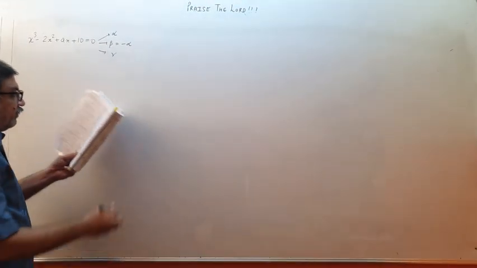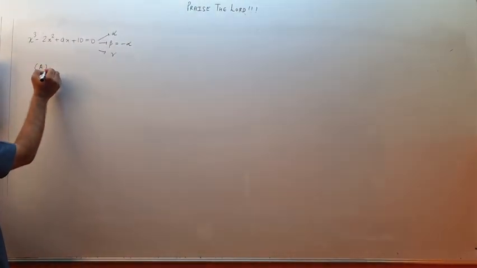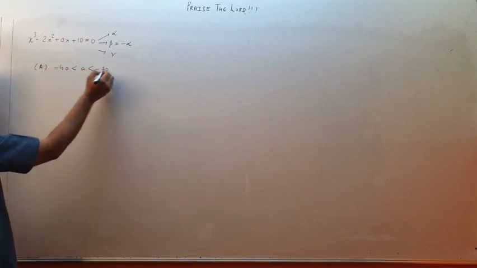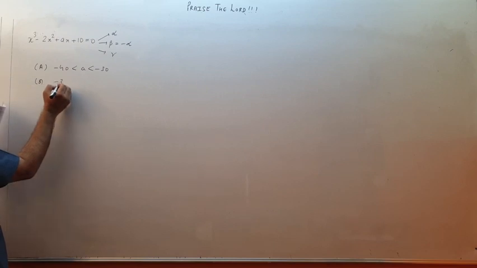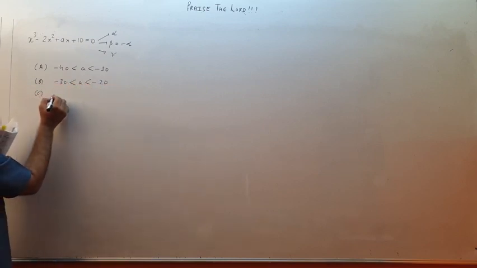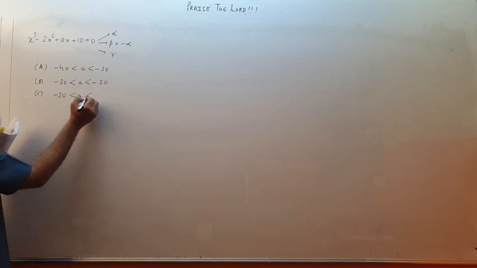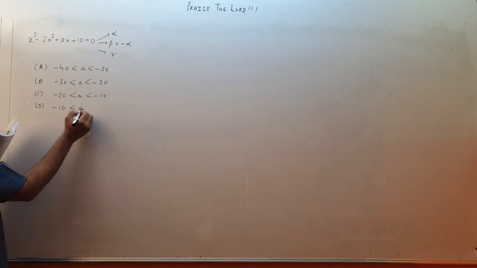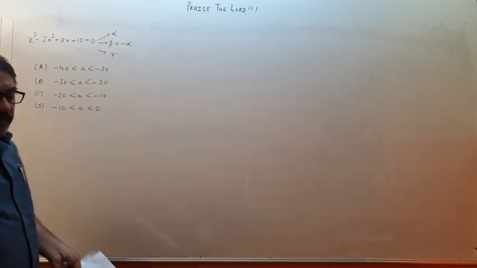Then which of the following is true? A option is given, minus 40 less than a less than minus 30. B, minus 30 less than a less than minus 20. C option, minus 20 less than a less than minus 10. And D option, minus 10 less than a less than 0. We have to pick up which option is correct.